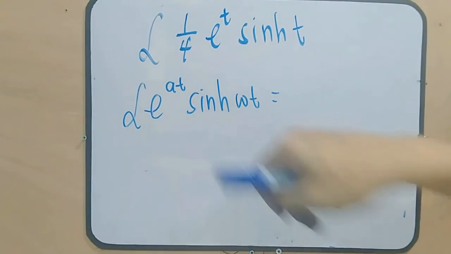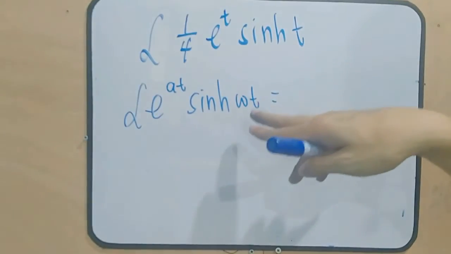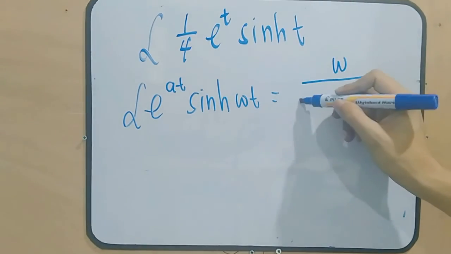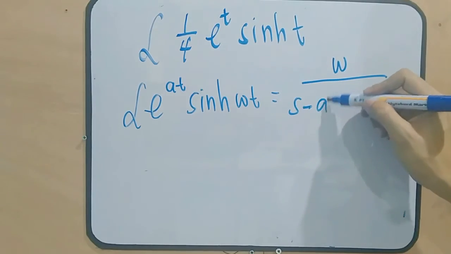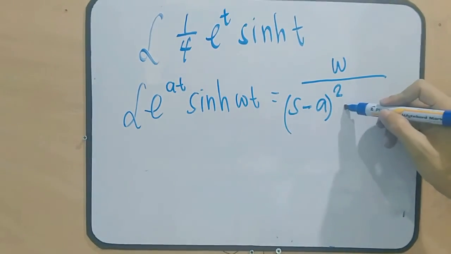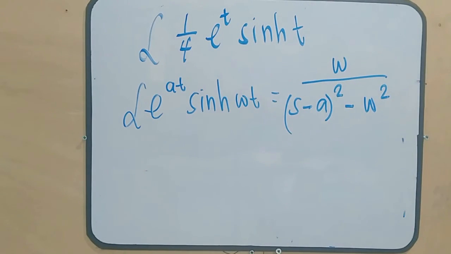So, itong formula natin, guys. So, yung taas natin is, of course, dapat yung W. So, this is W. Now, we have here S minus A. So, this is squared. Since na hyperbolic, guys, minus dapat dito. Then, your W is squared. So, ganun, guys, yung formula natin for this problem.